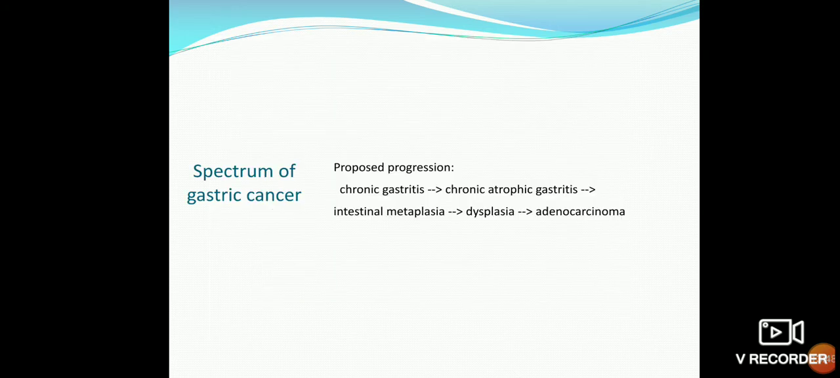Gastric cancer occurs due to various changes. First of all, the stomach goes into the chronic gastritis phase, which continuously adds various risk factors. Chronic gastritis goes into chronic atrophic gastritis. Chronic atrophic gastritis leads to intestinal metaplasia. Intestinal metaplasia goes into dysplasia, and dysplasia causes adenocarcinoma.